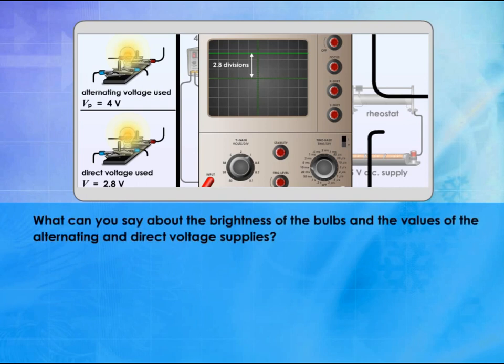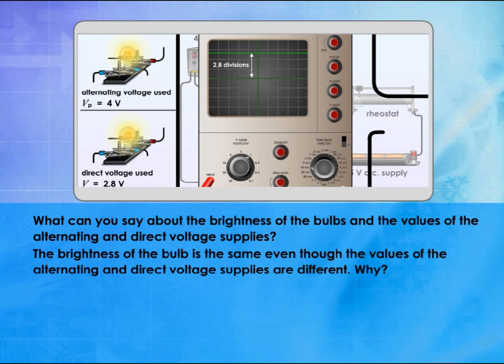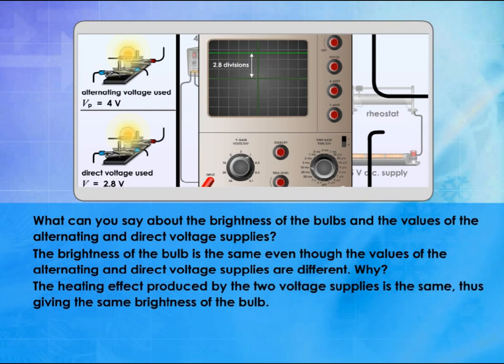What can you say about the brightness of the bulbs and the values of the alternating and direct voltage supplies? The brightness of the bulb is the same, even though the values of the alternating and direct voltage supplies are different. Why? The heating effect produced by the two voltage supplies is the same, thus giving the same brightness of the bulb.